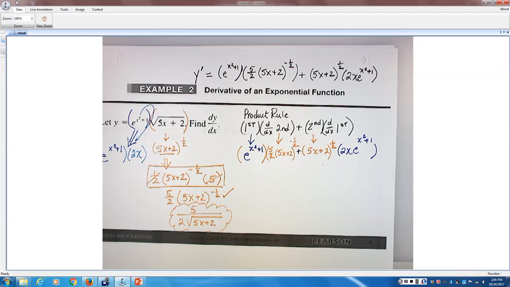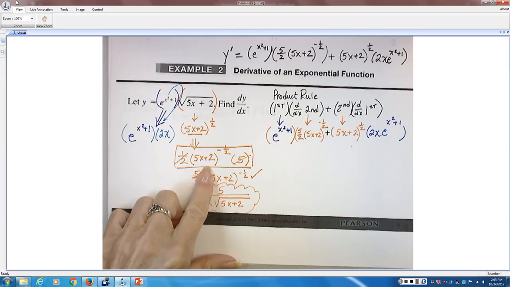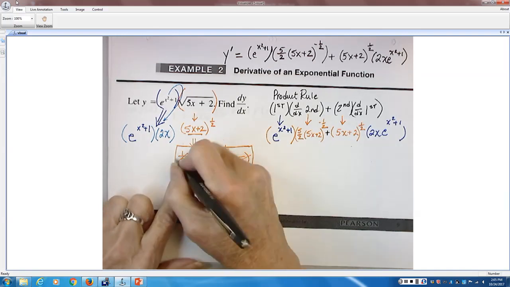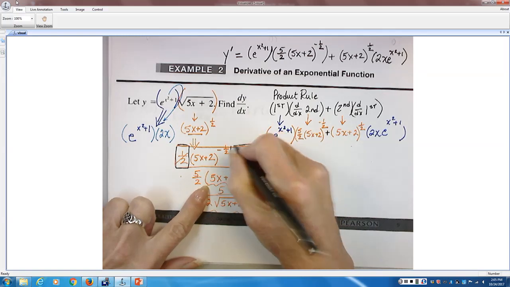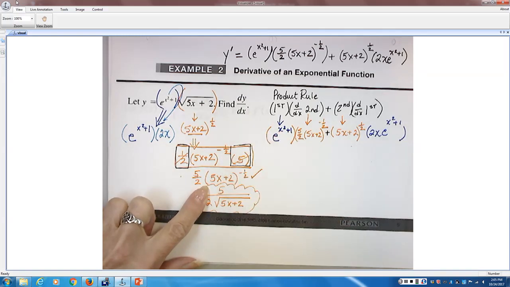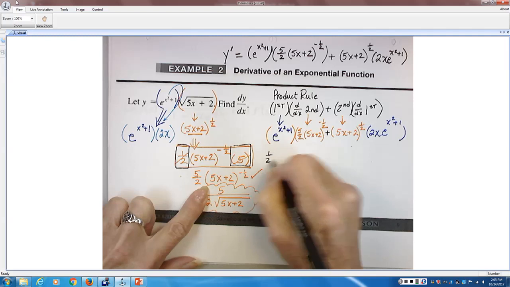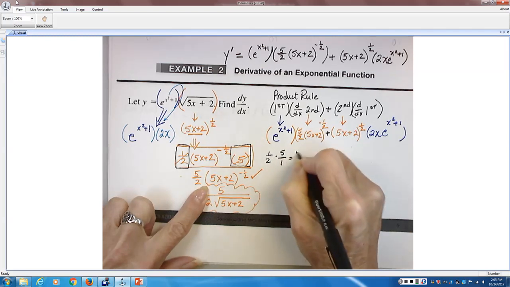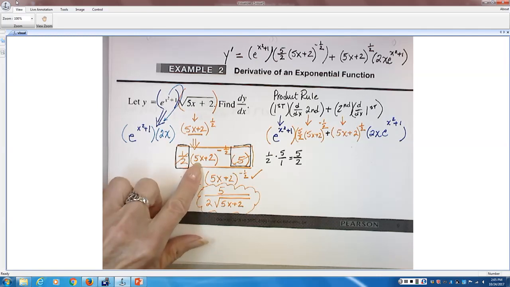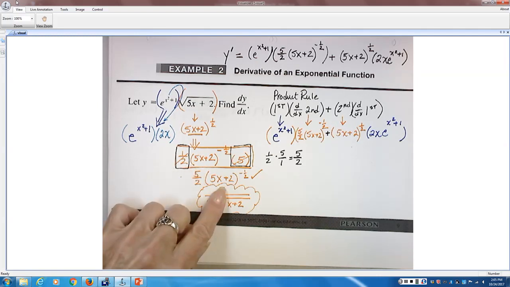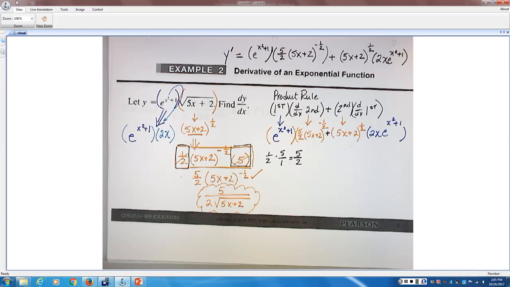Explain what you did when you went to the part where it says 1/2 times 5x plus 2 to the negative 1/2 times 5, and then you simplified it. Right here? Yeah, I don't get how you got to 5 over 2 times 5x plus 2 to the negative 1/2 times 5. Okay? Okay. 1/2 times 5. So that's where the 5 halves came from. Okay? This, I just kept as it was. I just combined the other two just to keep from having to write quite so many parentheses.